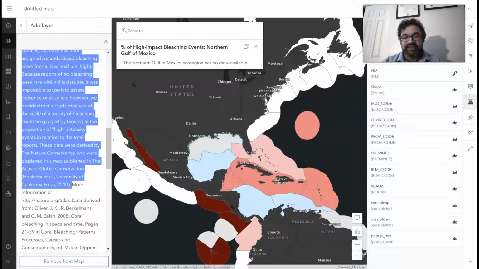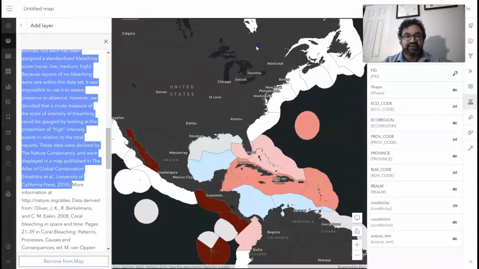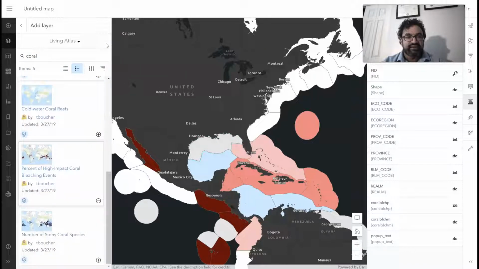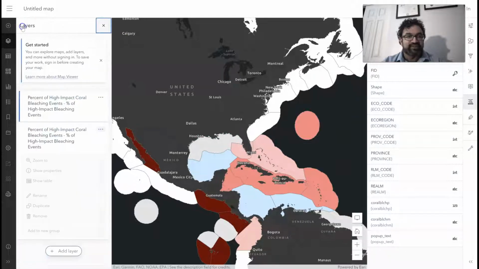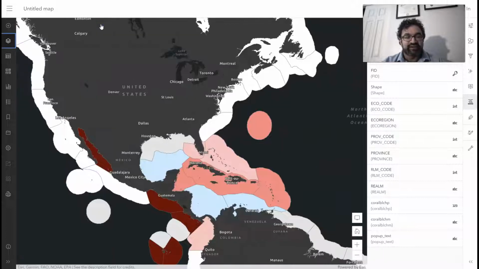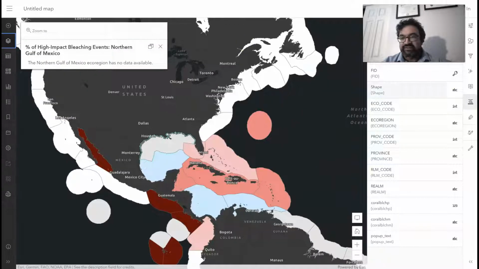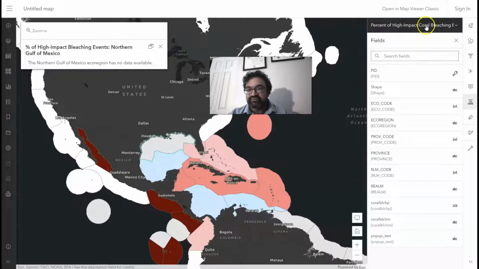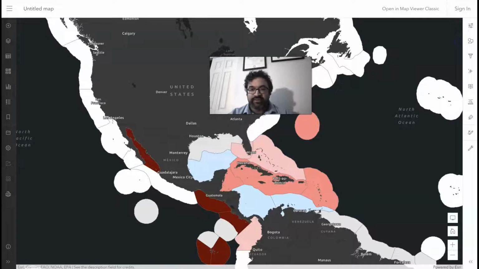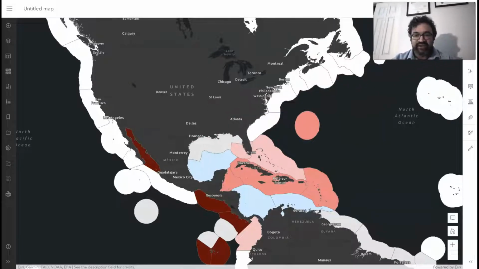Then I'm going to switch over to looking at the map that I made. So here's the map that I made, and just looking at some of the variables here. Let me close these side maps, and then you can probably quickly see on this map that the areas with the highest coral bleaching events are in red.